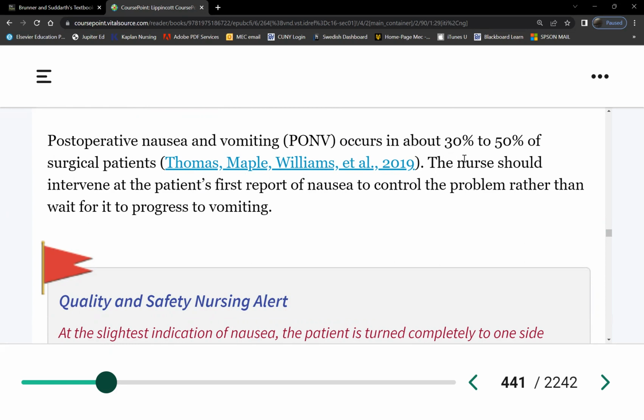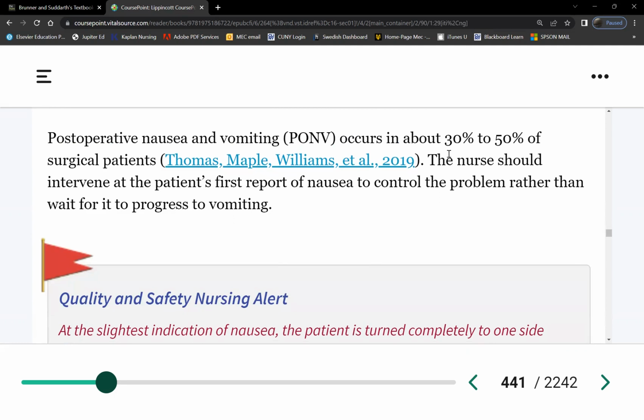For controlling stomach acids, we'll discuss that when we get to peptic ulcers, right? But just remember that they're used for your post-op patients round the clock.